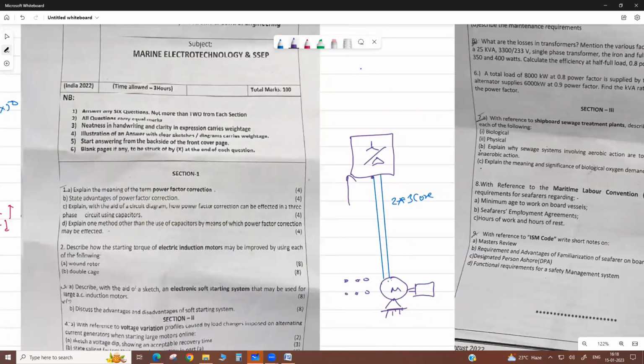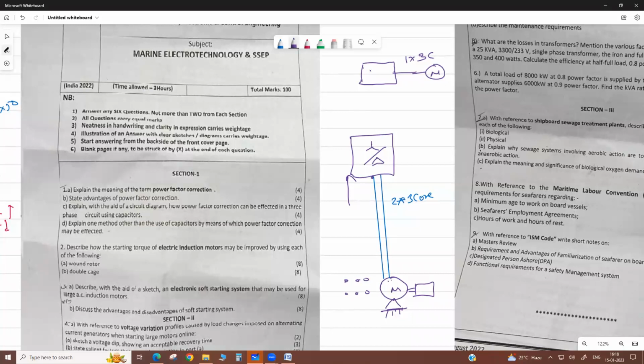But in VFD, or if you use a soft starter, only single run cable is required. 1 into 3 core only. Okay.